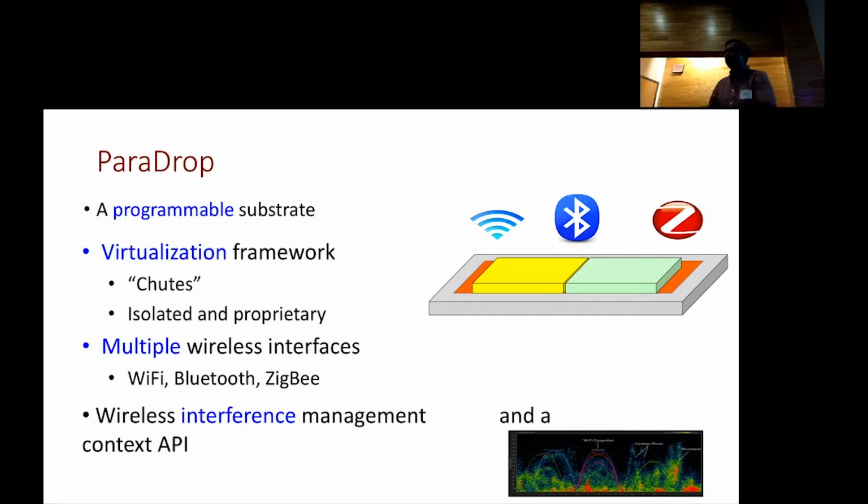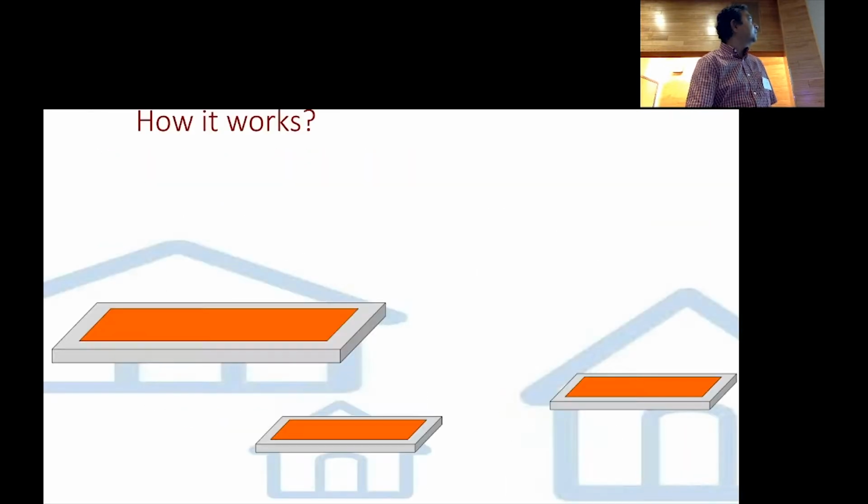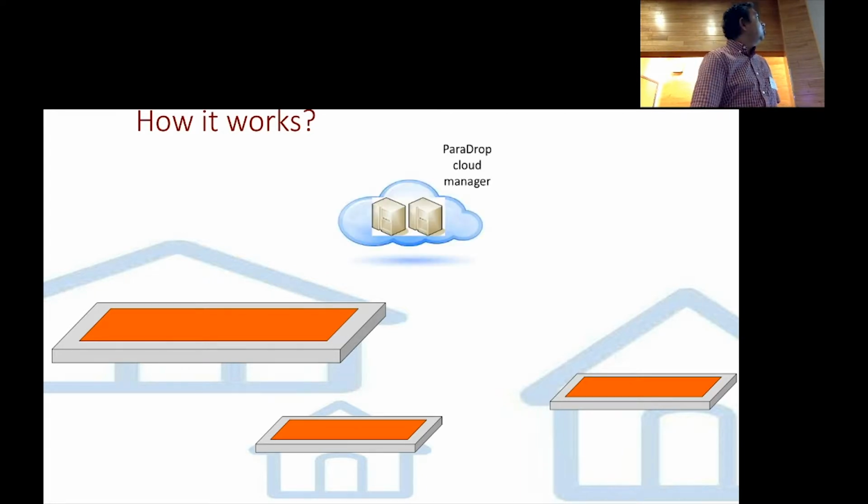It is equipped with multiple interfaces. It can talk Wi-Fi, Bluetooth, and Zigbee, and it has built-in audio in the particular hardware that we utilize. So you can do very interesting things with it, and it can be a very useful way of developing applications. I'll not go into the technology too much, but I'll show you how this works from a developer standpoint. Today we have a cloud manager that manages all ParaDrop enabled Wi-Fi routers.